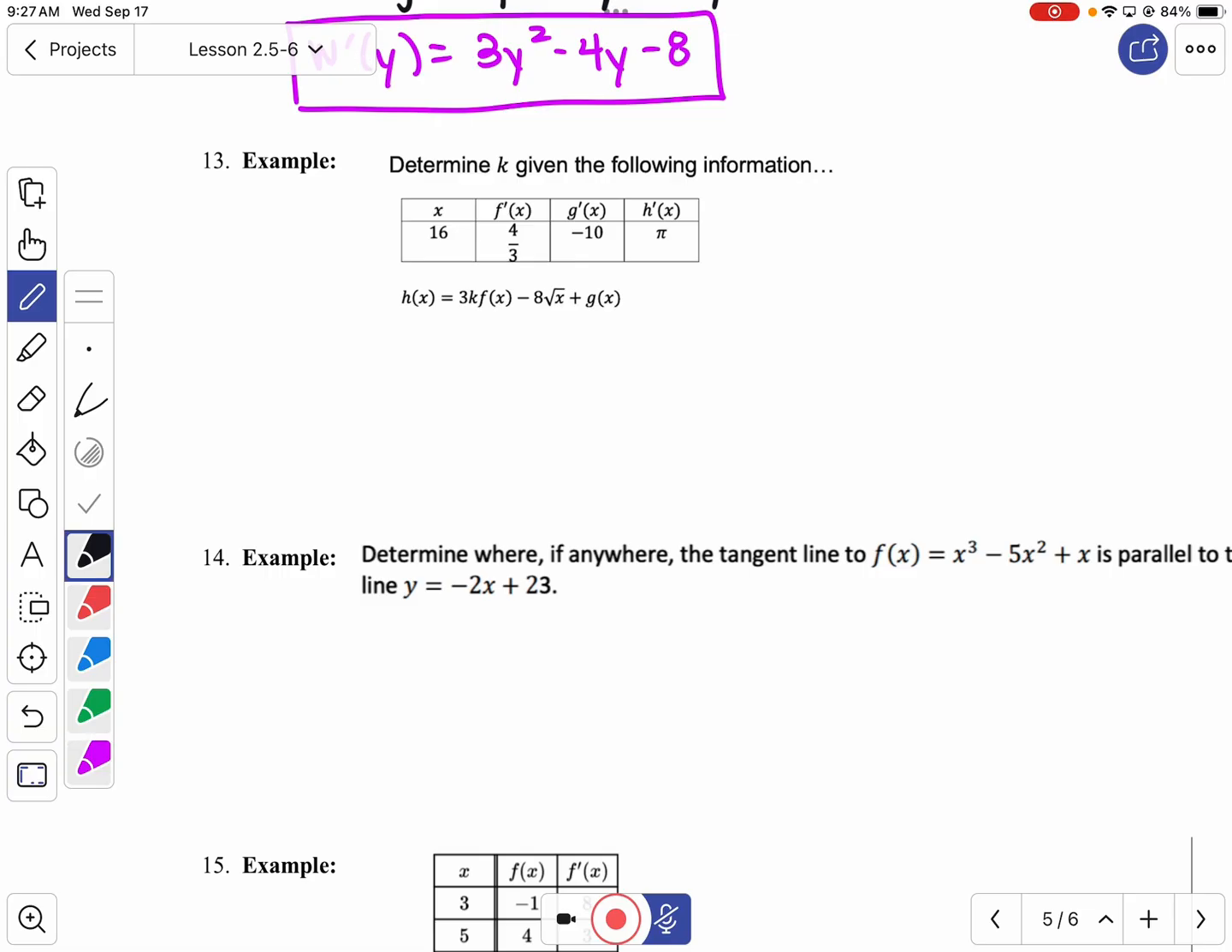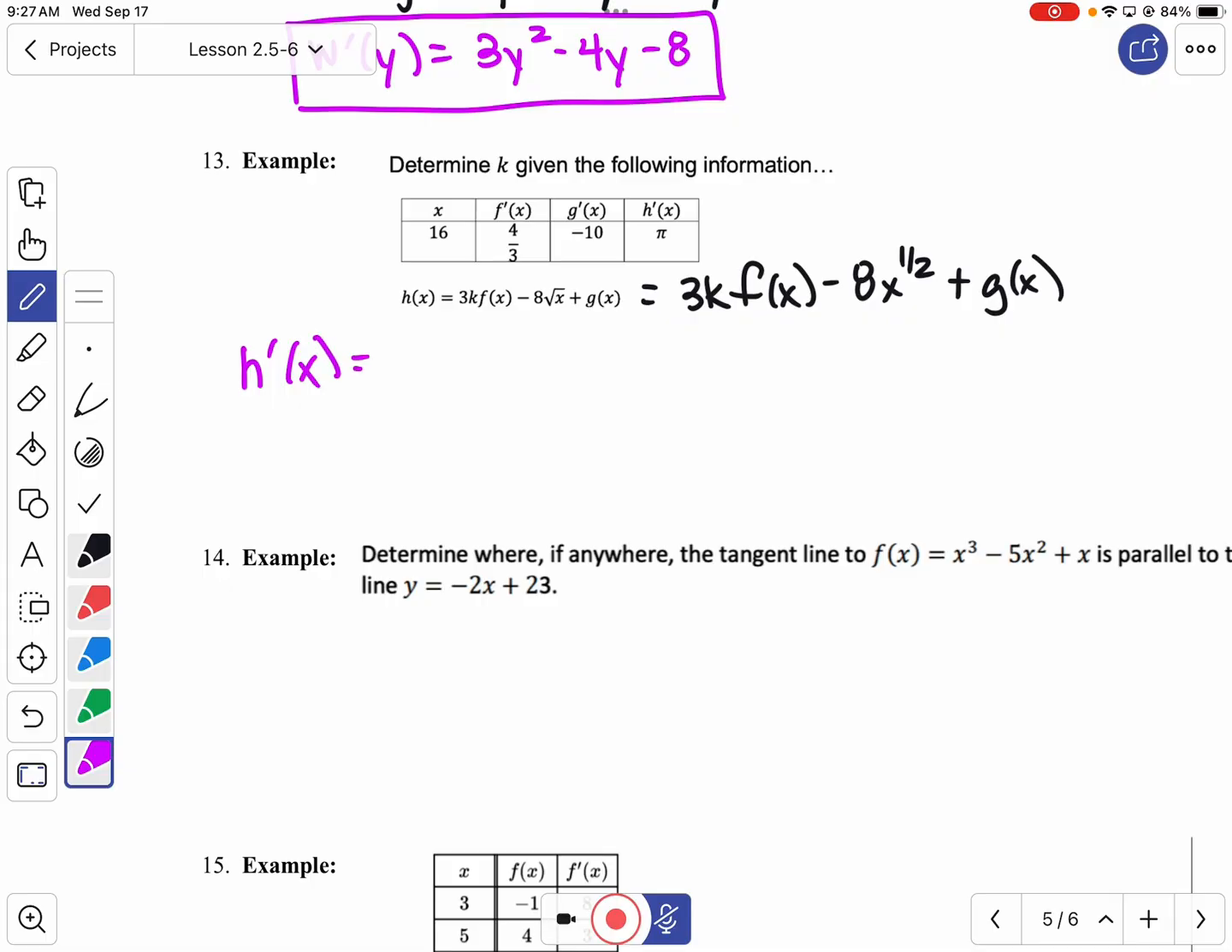Now, the one thing I noticed is that I've got a square root function in there. So before I start, I'm going to write this as h of x equals 3k f of x minus 8x to the 1/2 plus g of x. I'm going to do that on purpose so that I've rewritten my original function. And I want to find a formula for h prime of x. K is a constant that we're looking for.